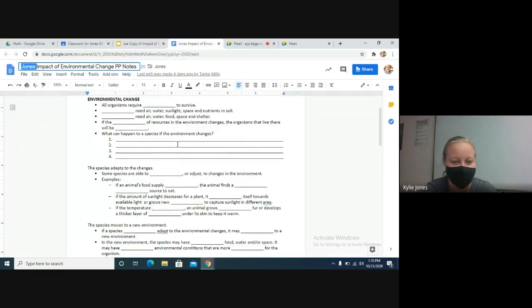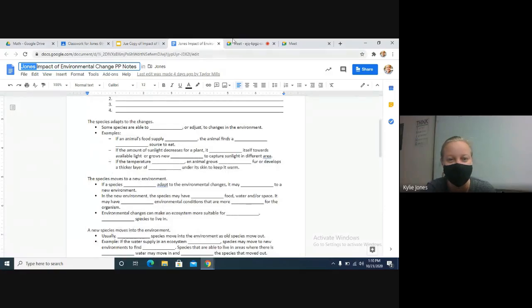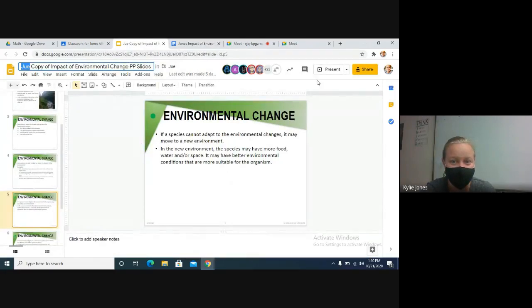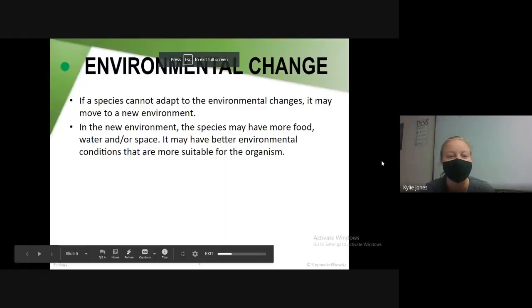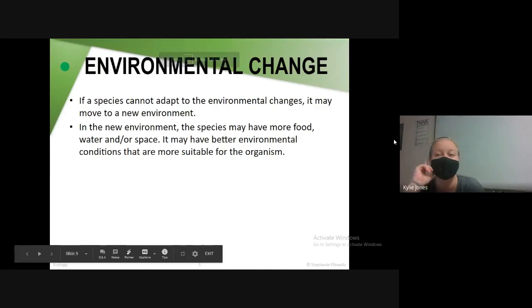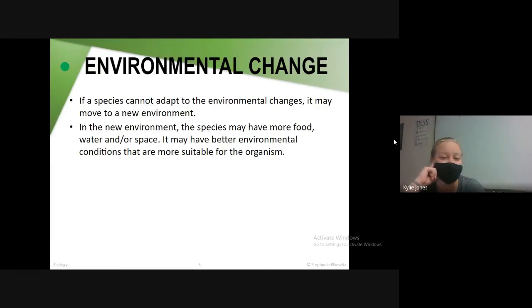So our next part is when a species moves to a new environment, correct? Yeah, if you finish up, you can turn it in. So if a species cannot adapt to the environmental changes, so it can't change and figure out how to survive where it is, it might have to move to a new environment. In the new environment, the species might be able to find more food. It might be able to find the water it needs or the space it needs to survive. So it just might have a better environmental condition for them to live in. So they just might need to move.